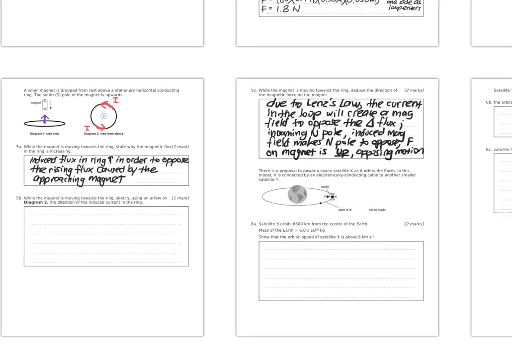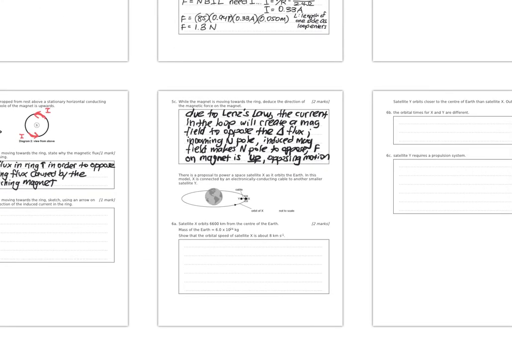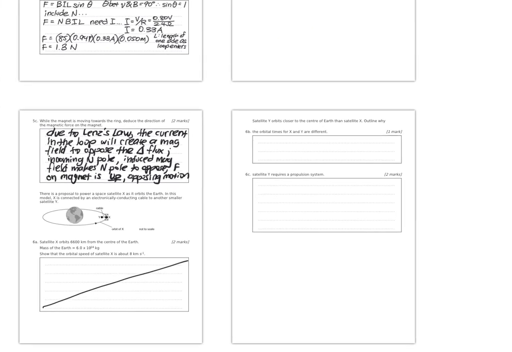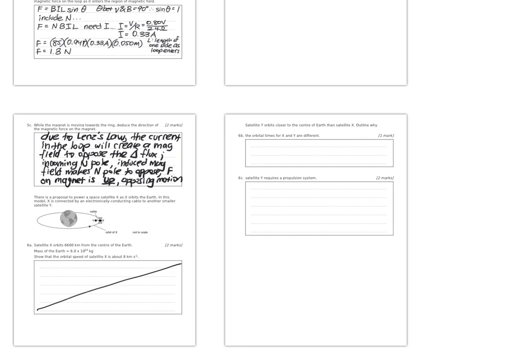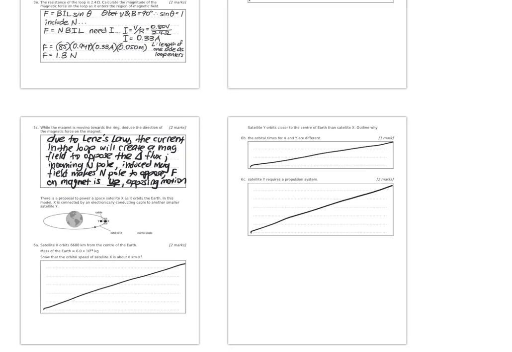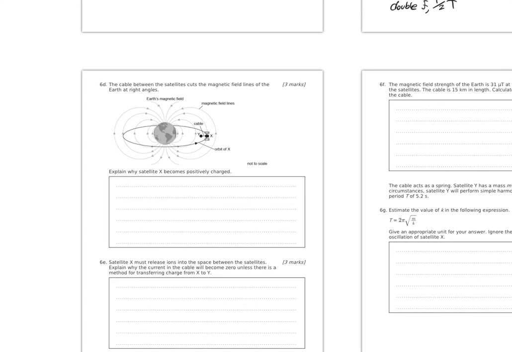And then with number 6, you may remember this question from such hits as topic 10. But we already answered a bunch of these, so show the orbital speed is 8 kilometers per second. We already did that. And then it says why are the orbital times for X and Y different? Why does satellite Y require a propulsion system? We don't need that.